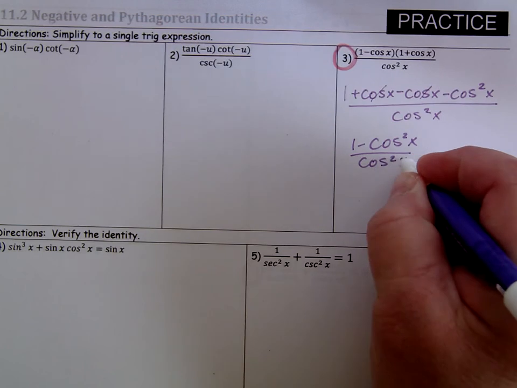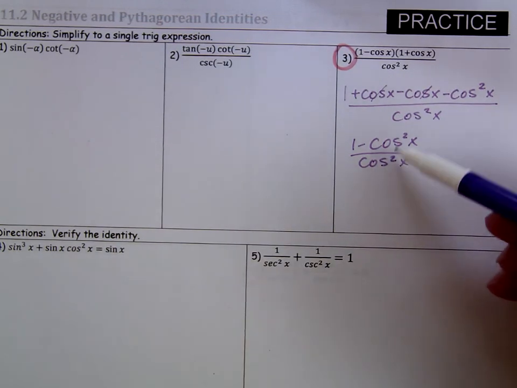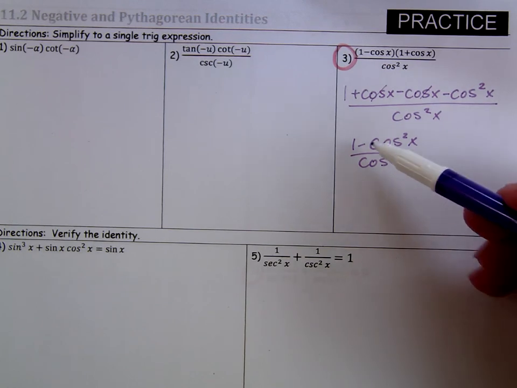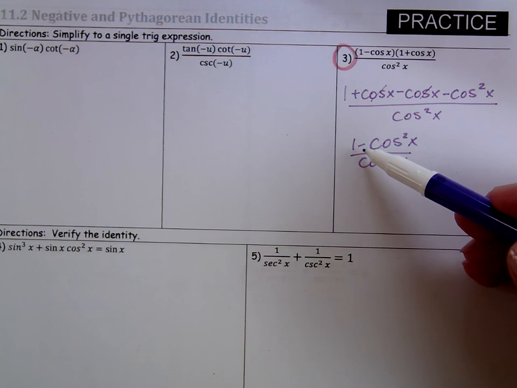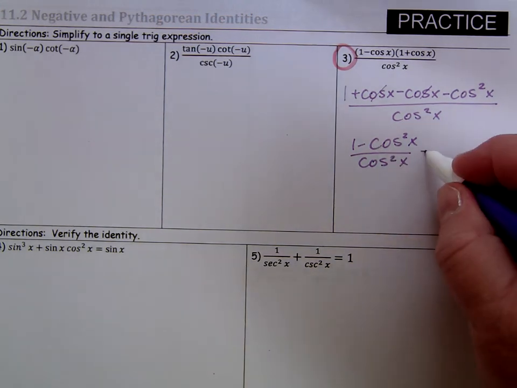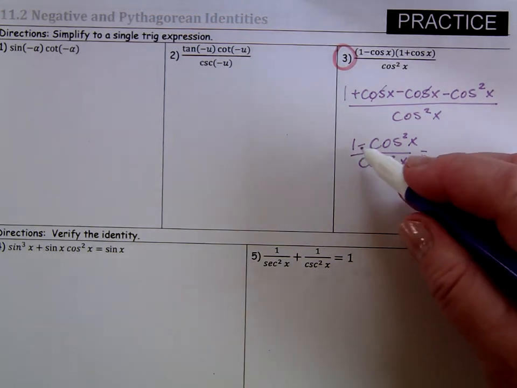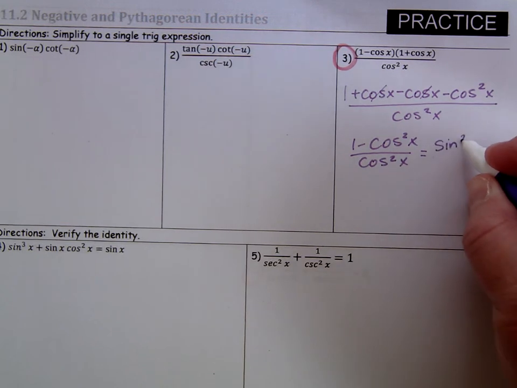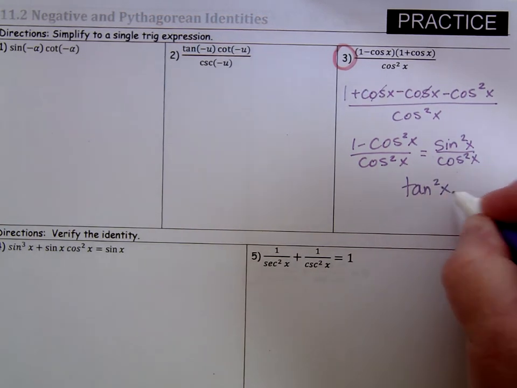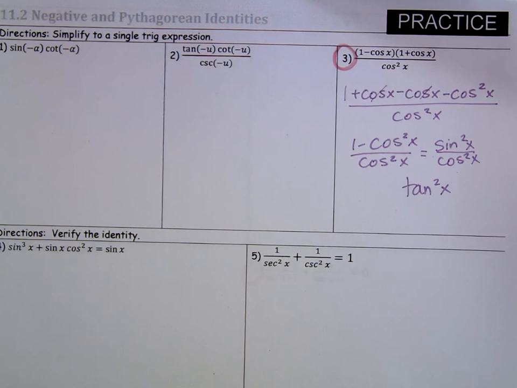Now, some of you might want to just cancel the cosine squareds. Oh cool, I got one up top and one down the bottom, let me cancel them out. The deal is you can't do that because there's a minus sign involved. If they were just multiplied, or if the 1 wasn't there, then absolutely cancel away. But this one doesn't work because you've got a subtraction sign. If you go to your identities, 1 minus cosine squared is actually sine squared x. And sine over cosine is tangent. Because they're squared, tangent will be squared as well. And that's your answer for number 3.